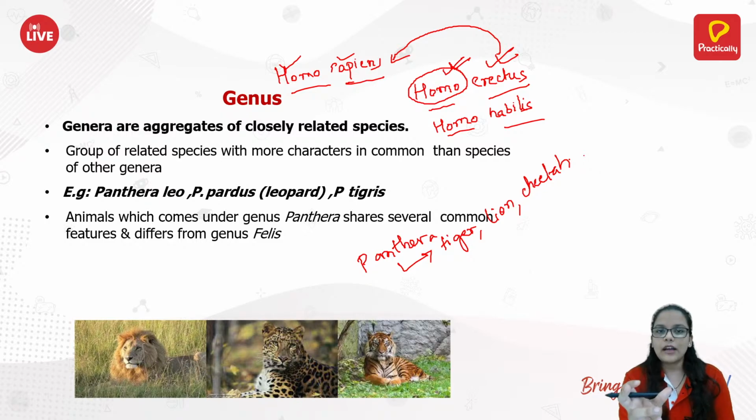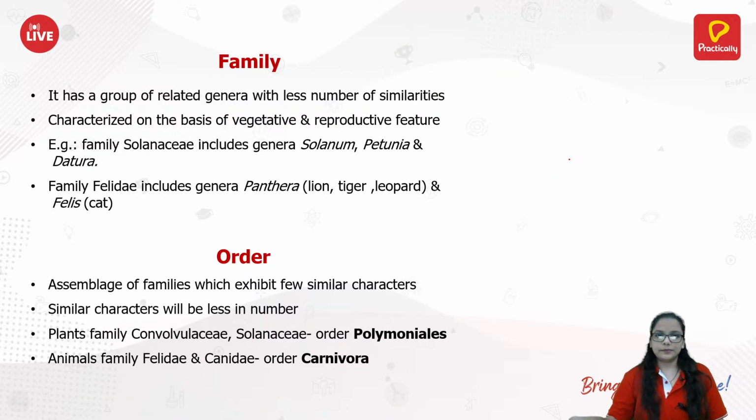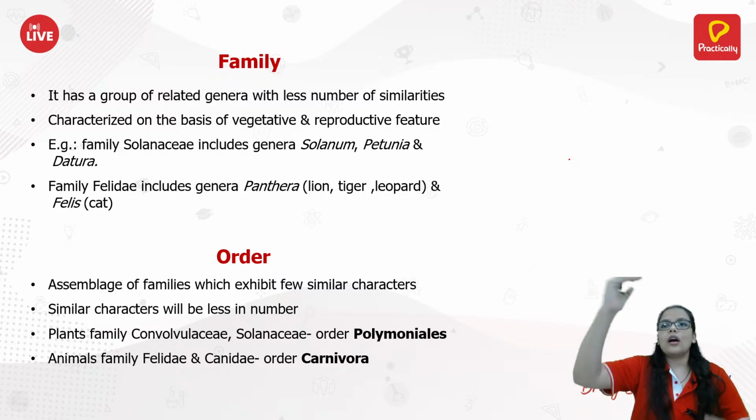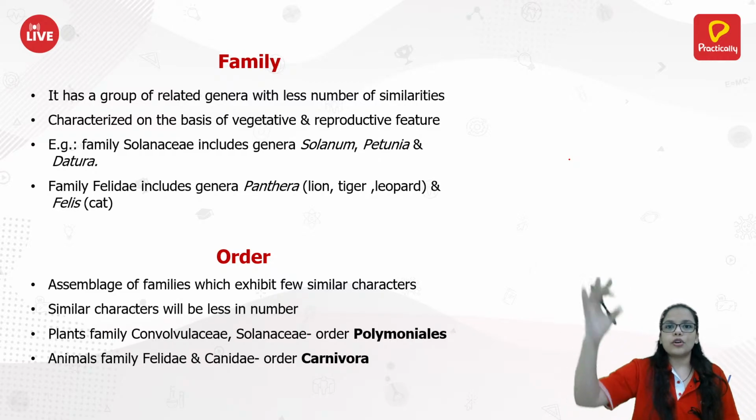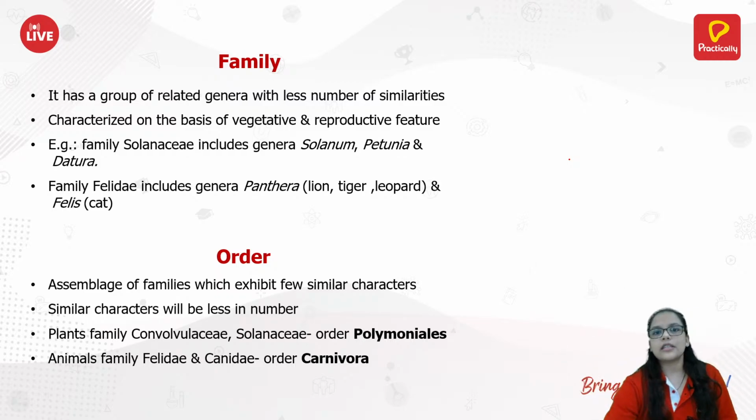That's why same genus but different species. Okay. Now the next thing, family. Now this is a little less specific. Less number of similarities. As you go up from species to genus to family to order, the similarities go down. As you go up, the similarities go down.